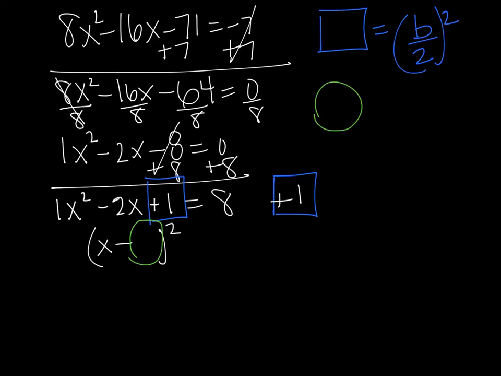In order to get this part right here, the circle is going to equal just B divided by 2. B was negative 2. What's half of negative 2? Negative 1. I've already got the minus, so 1 goes here. Then you're just going to simplify this side over here. What's 8 plus 1? 9. So I bring down the equals. That equals 9.